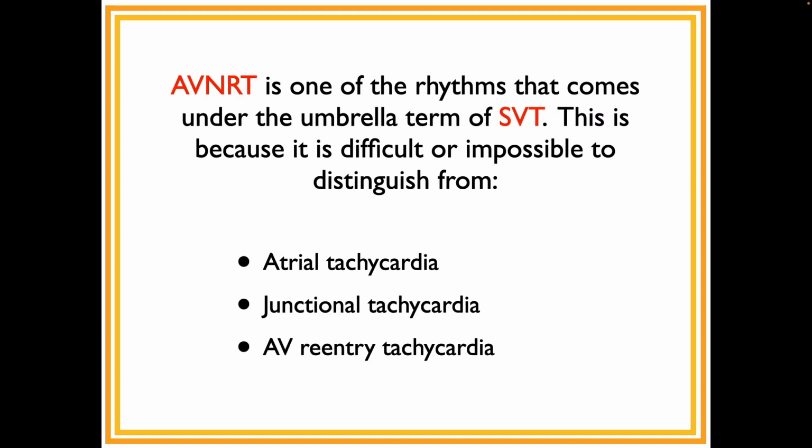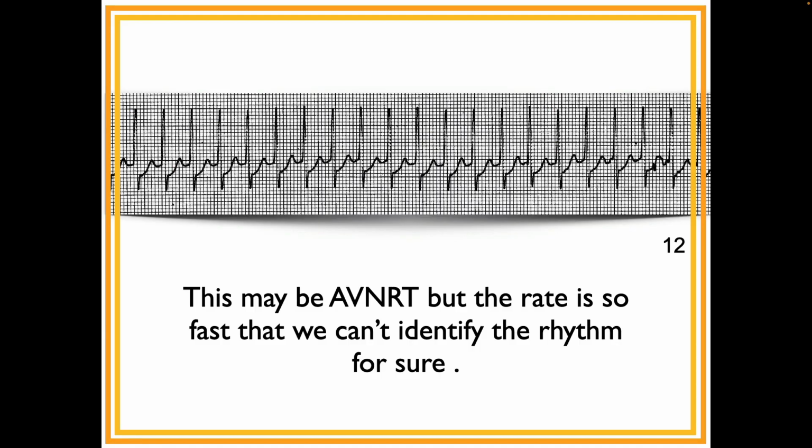Now, we're building our case for SVT. We already have two rhythms in the basket for SVT: one is atrial tach and the other is junctional tach. Now we have AVNRT, which is going to look just like atrial tach and junctional tach if it gets fast enough. So this rhythm, for example, could be AVNRT, because this is exactly what it looks like, but it could also be atrial tach, it could also be junctional tach, and as we're going to learn in a few minutes, it could also be the fourth rhythm, AVRT.